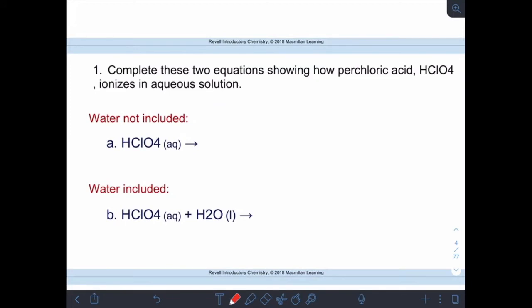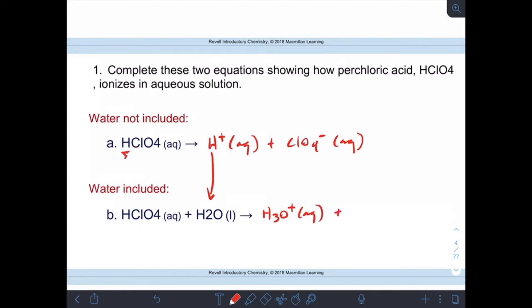So if we don't include water, if we're just looking at HClO4, which is perchloric acid, what does it come apart as in water? Notice that it starts with an H+. On the right-hand side, I'm going to show how it comes apart into its ions. It'll come apart into an H+ aqueous and a ClO4- aqueous. Now when I add water into the equation, what happens is that H+ goes to the water. So the only thing that's different is instead of H+, now I'll have H3O+.